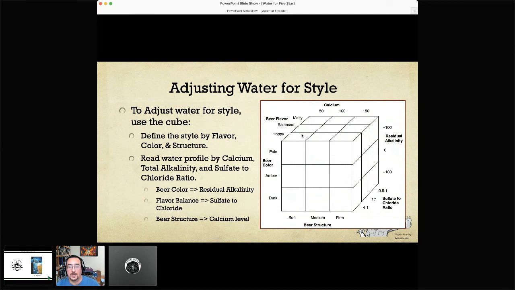And in terms of beer flavor balance, of course, this is our sulfate to chloride ratio. Beer color corresponds to residual alkalinity, -100, 0, +100, as guidelines. And for beer structure, soft, medium, or firm, this corresponds to our calcium concentration in the water, 50, 100, 150 as a general guideline. Okay, most beer styles fall in the soft or medium categories.